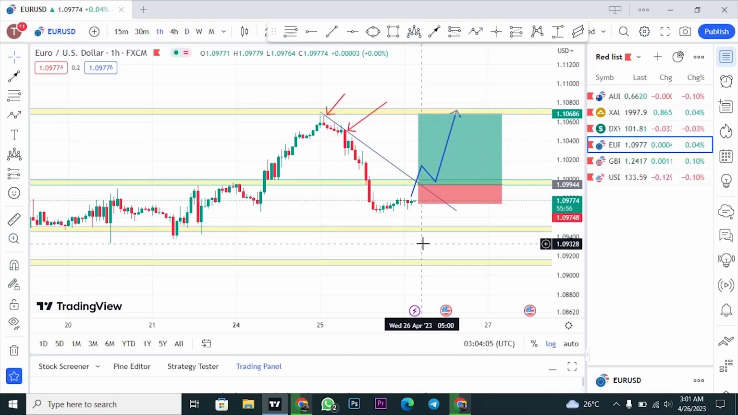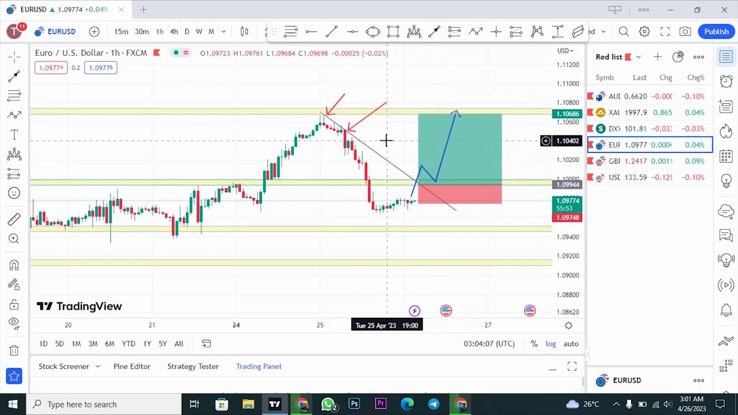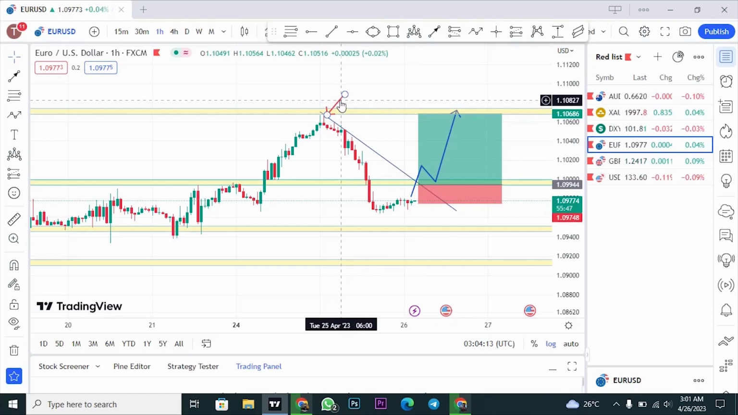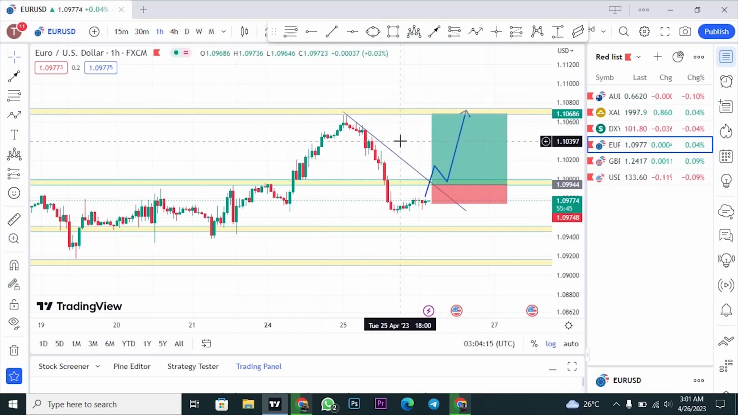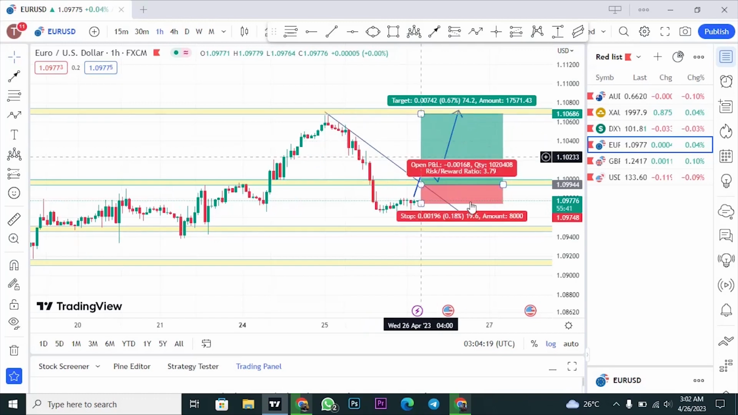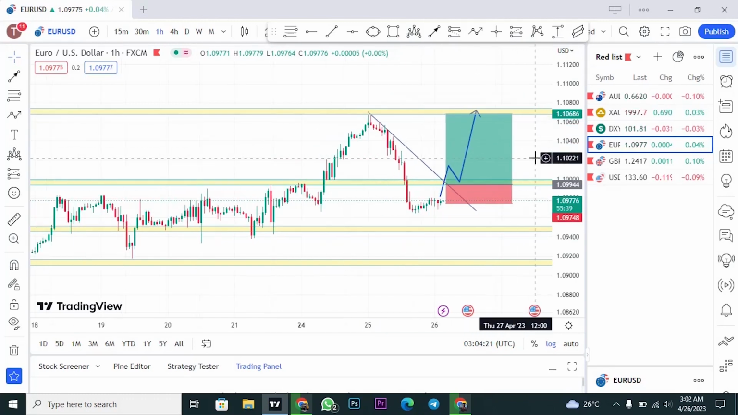So without a breakout and a retest, we are not going to enter the market right here. So on Euro USD, we need a breakout and then a proper retest on the chart before we go in for our buys to the upside. Just simple.